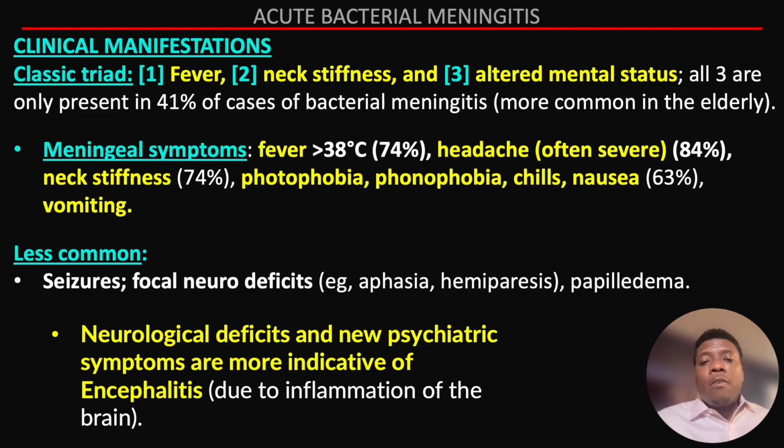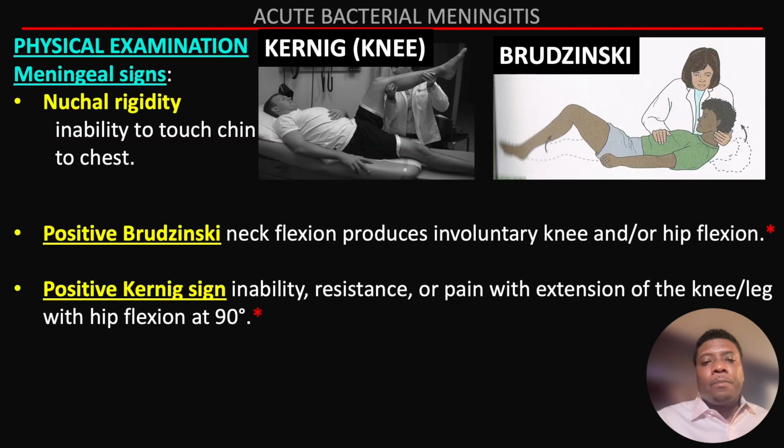Less common features of bacterial meningitis include new psychiatric changes and neurological deficits. If those are present, then it more likely leans to encephalitis as a cause. And if it's not encephalitis, it could be a combination of both meningitis and encephalitis that is known as meningoencephalitis. So that could be another cause of neurological symptoms and new psychiatric symptoms: either encephalitis or meningoencephalitis.